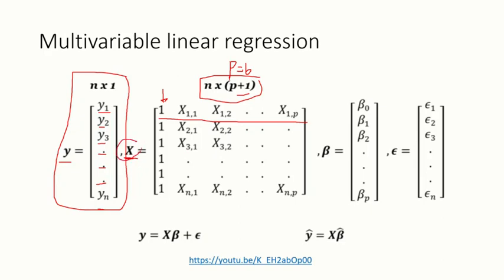So you want to build a model to transform this x into the predicted y, okay? So y prediction. So that's a linear regression model. So what we need is a vector of beta. The dimension of this is p plus 1 times 1, okay? So this is a vector.